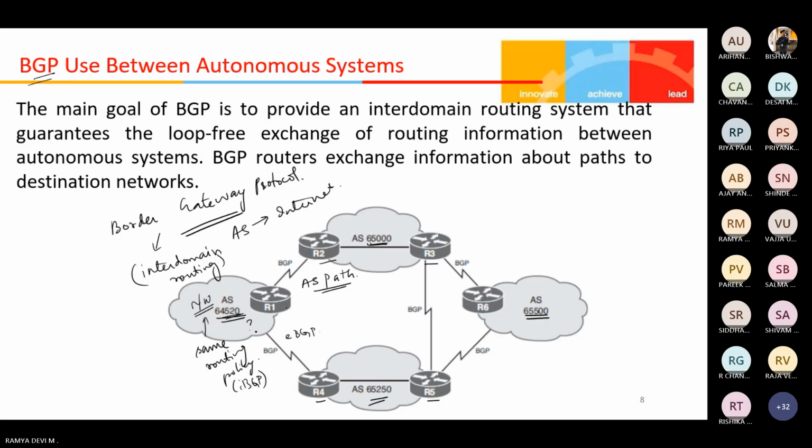Right? So here, if I want to share the information between R2 and R3, R2 and R3 are within this particular autonomous system. For that, we'll be using IBGP. So between R1 and R2, we'll be using EBGP.